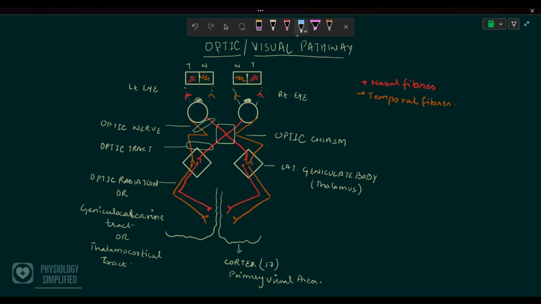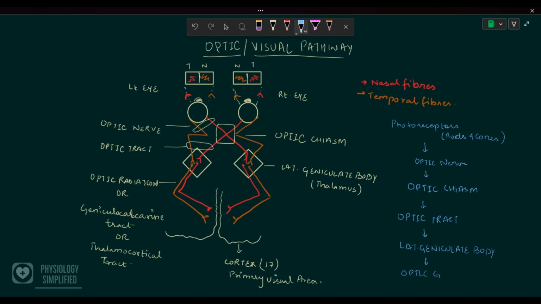Let's draw a flowchart of this very quickly. So the light falls on photoreceptors, the rods and the cones. Rods are responsible for the scotopic vision and help us to adjust in the low light conditions, while cones are for the photopic vision and help us to adjust in the bright light or the daytime light. A very basic flowchart of the visual pathway is almost complete.